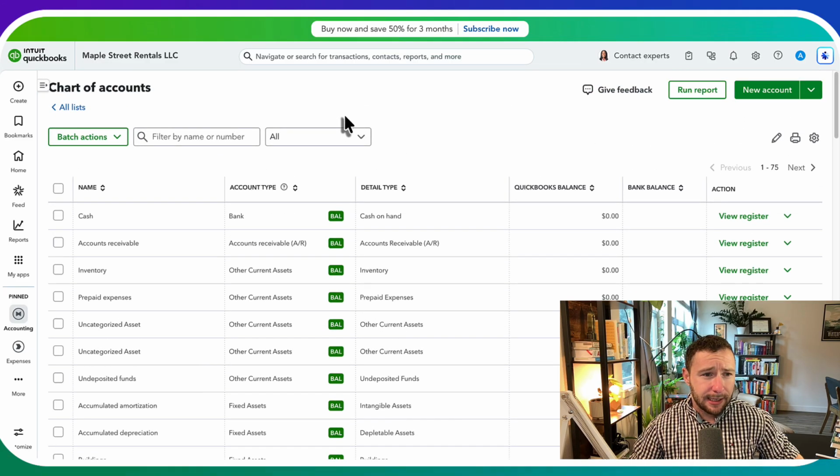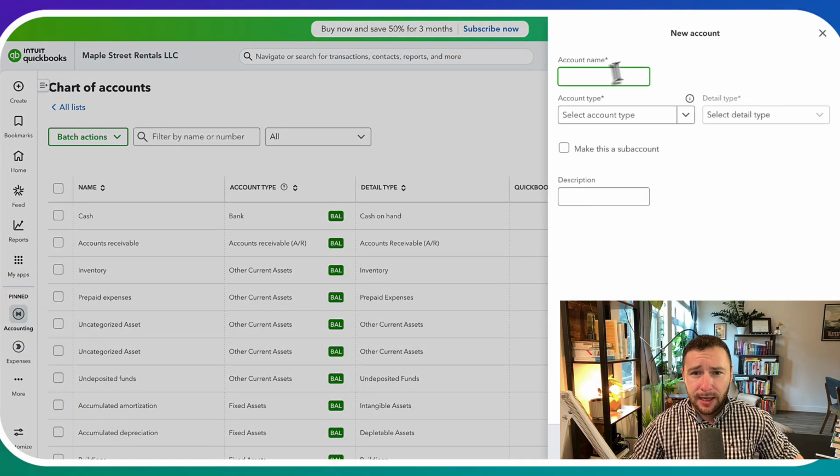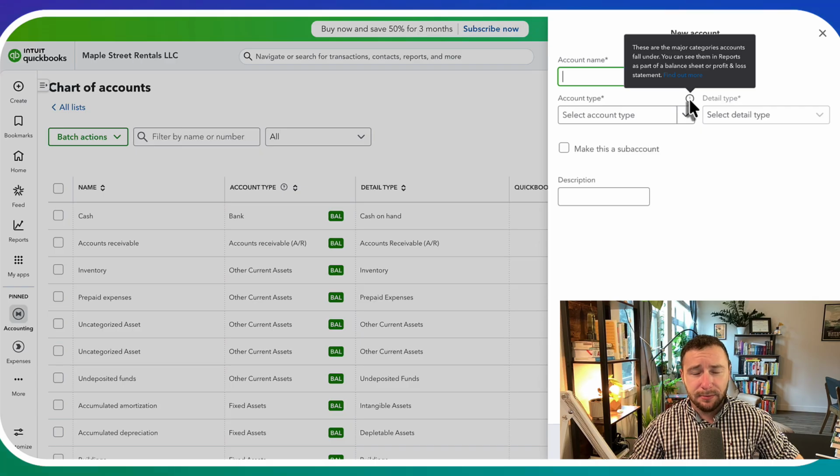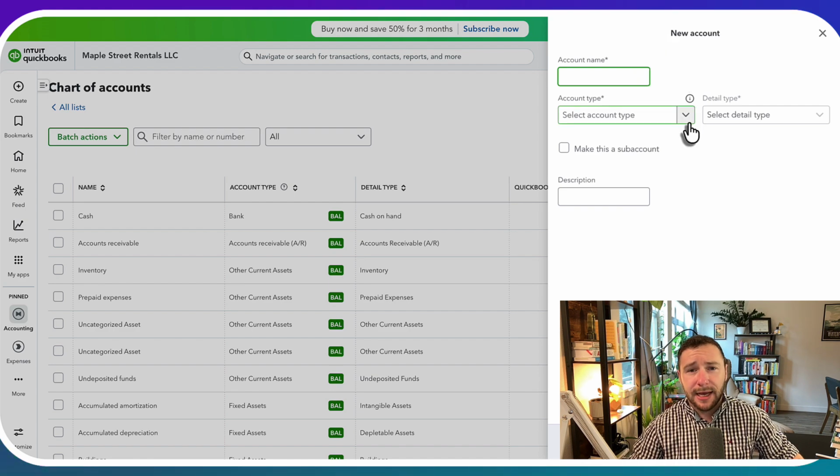If you want to add accounts to your chart of accounts, you'll come up here and select New Account, and you'll give it an account name. You'll also have to give it an account type, and this is important because it's going to tell you whether this account shows up on the balance sheet or the profit and loss statement. And it does matter for tax time for your accountant or your CPA to know exactly how to categorize your income or expense in the tax forms and whether it's deductible or not. You can also make sub-accounts.